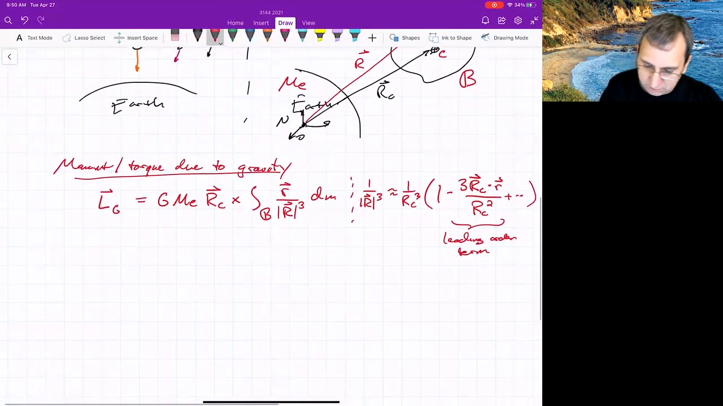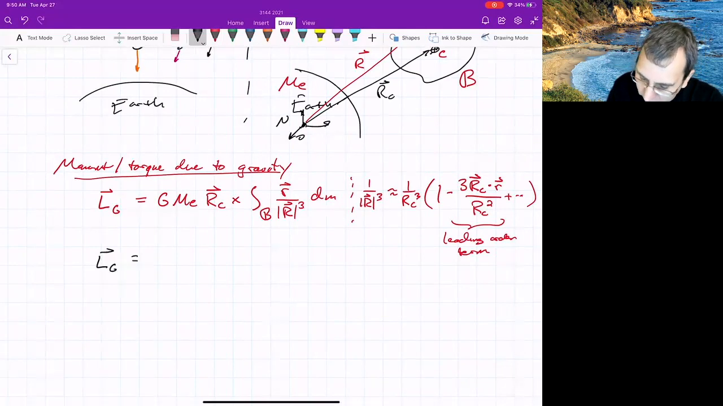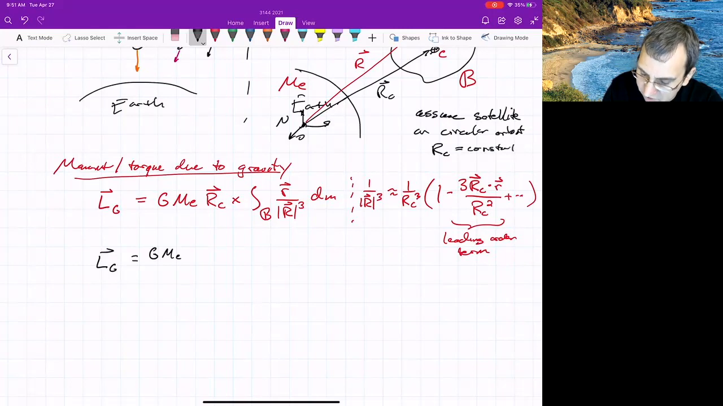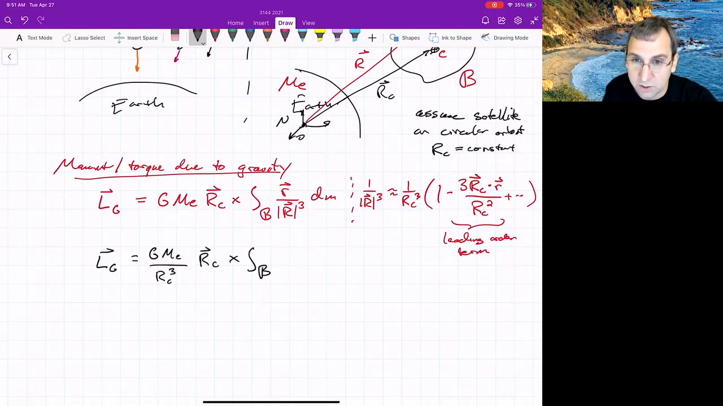So that means that for the gravity gradient torque, let's pull out all of the constants, G and M_E. And we're going to assume for now that the satellite's on a circular orbit. So that means R_C is going to be constant. It's not going to change in time. So we've got G, mass of the Earth, over R_C cubed, R_C the vector across, and now this integral with this substitution in there. We've got r times 1 minus 3 R_C dotted with little r over R_C squared.